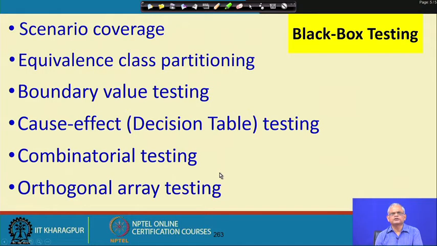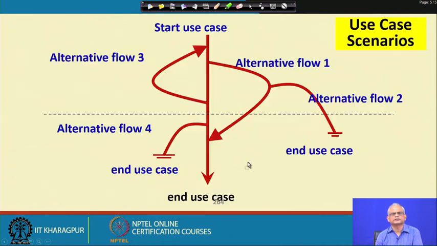There are a large number of black box test strategies that have been reported. We will look at only few of them: the scenario coverage, equivalence class partitioning, boundary value testing, cause effect testing, combinatorial and orthogonal array testing. First, let us look at the scenario based testing.